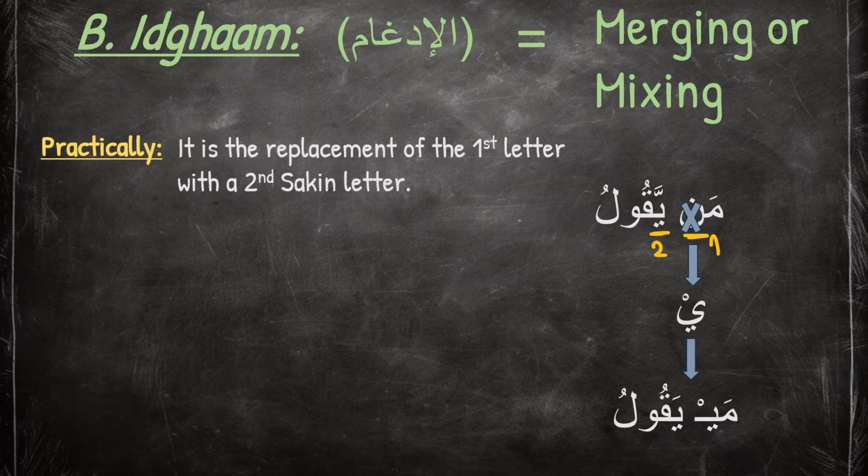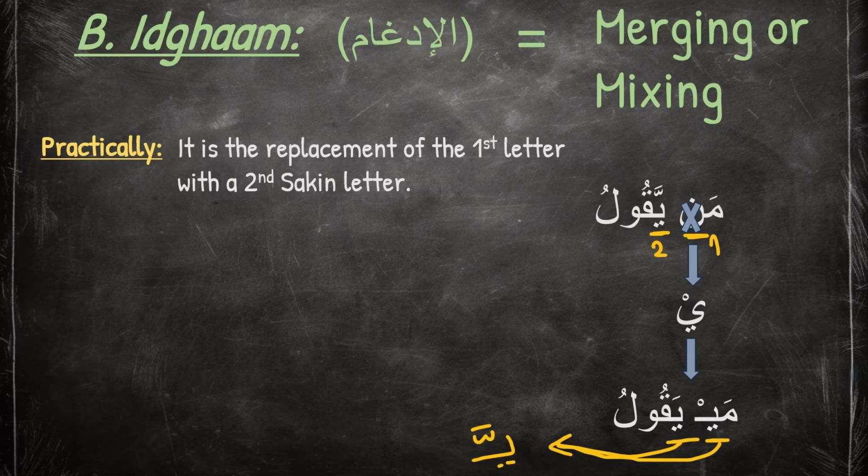You do not hear any noon sound. You just hear a nasal sound, and I will tell you what this nasal sound is in a moment. But this is not a noon. I'm not pronouncing a noon, I'm just pronouncing a ya mushaddada, a ya with a shadda. Because this is a ya sakina and the following ya is a ya with a fatha, so the combination of the ya sakina with the ya with a fatha gives us a ya mushaddada.